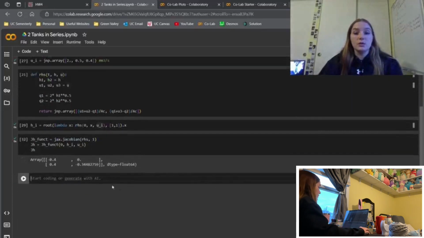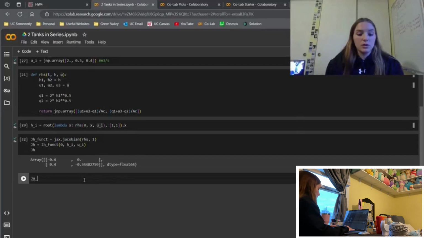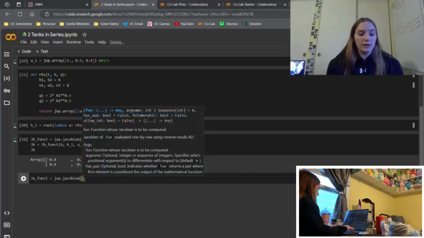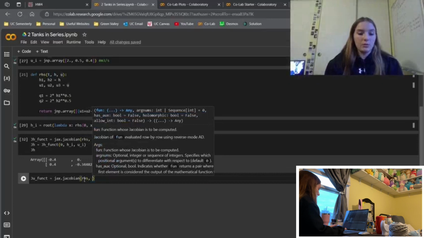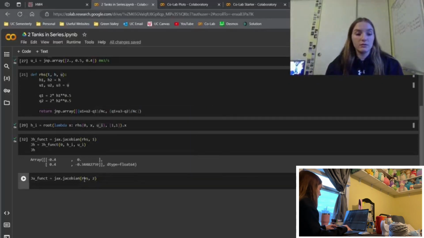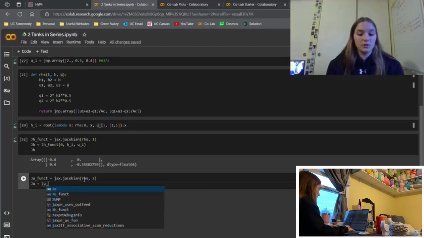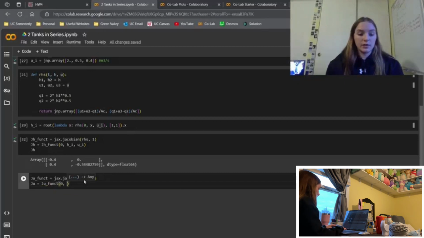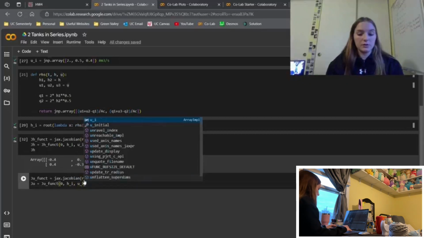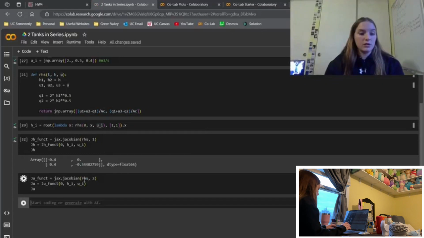And then we are going to do the same thing for our u Jacobian. So we're going to have ju function is equal to our Jacobian of our right-hand side. And we are going to now pull our second values. So now we can say that ju is equal to our ju function of our initial time, our initial height values, and our initial u values. Then we can print ju.